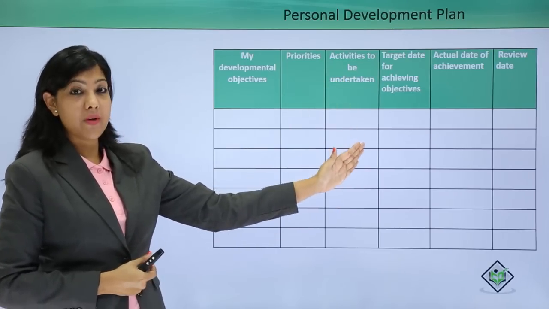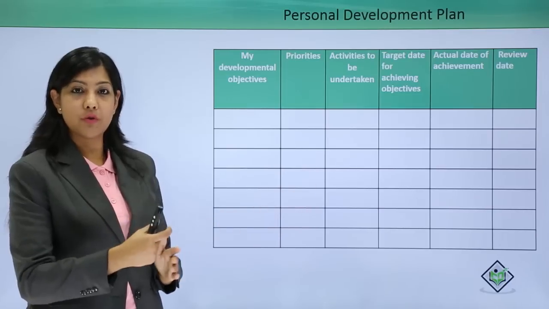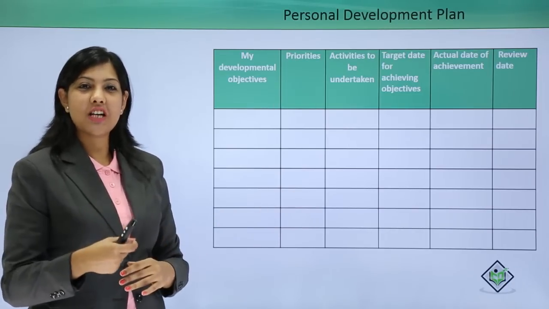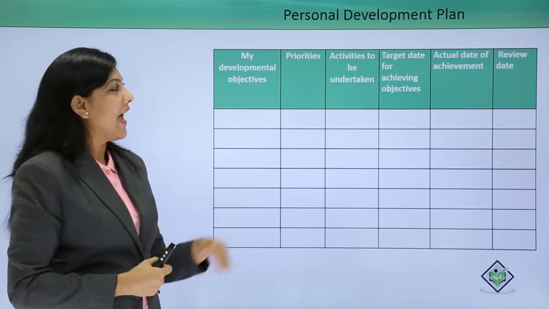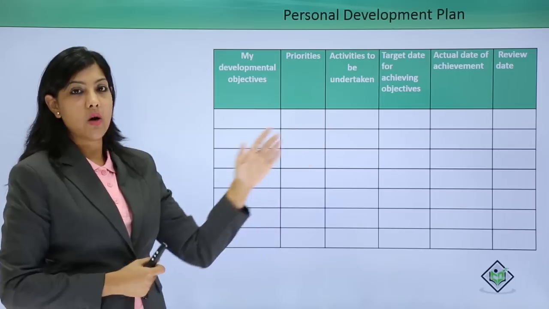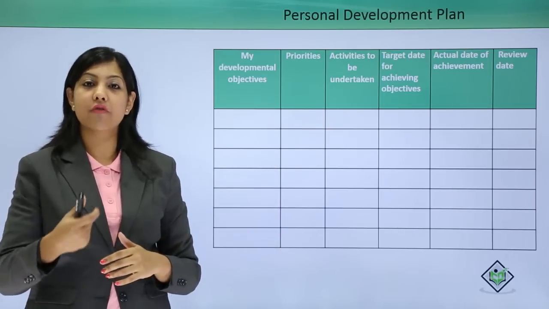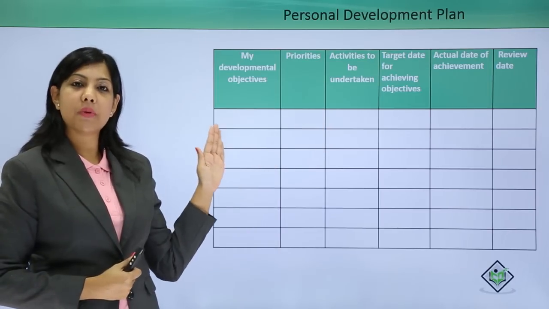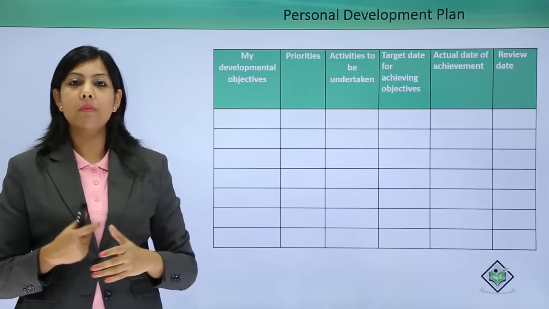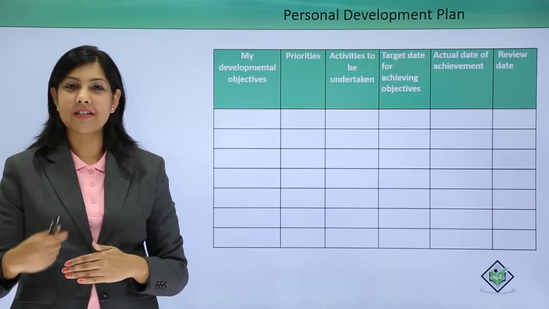Actual date of achievement, I want you to write down in front of those objectives when you have actually obtained them or achieved them. And lastly, the review date. When have you actually reviewed yourself? By the help of this personal development plan, you will be one step ahead on your successful ladder.